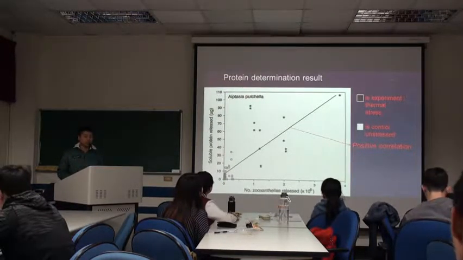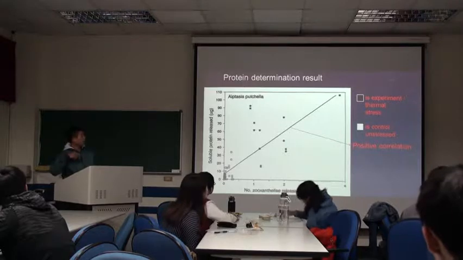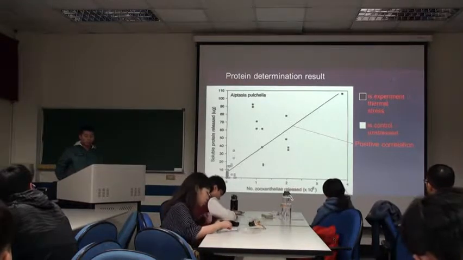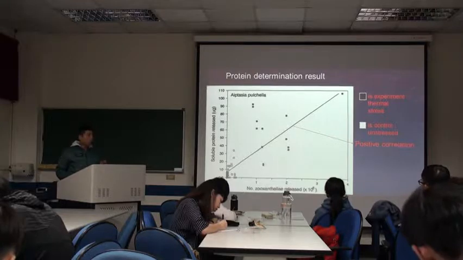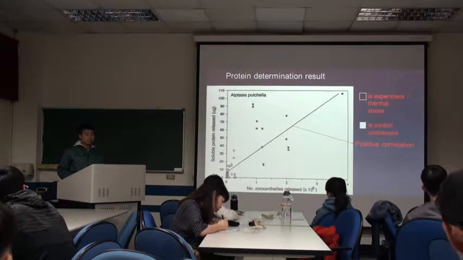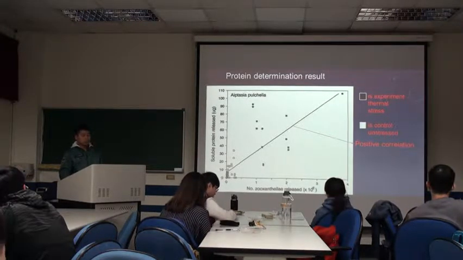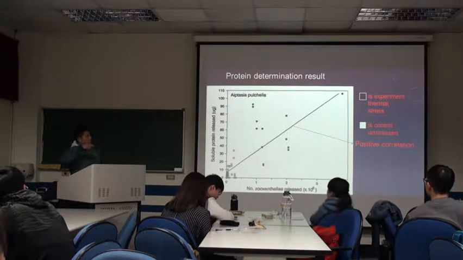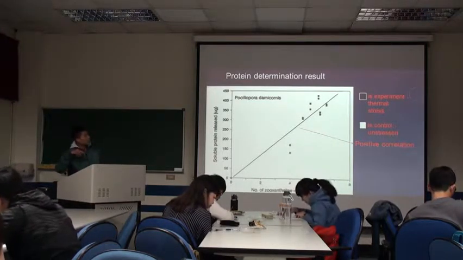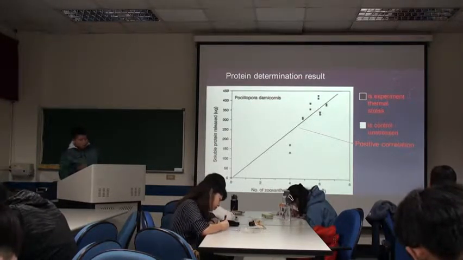Our protein determination results. In this picture, our x-axis is zooxanthellae release, and our y-axis is soluble protein release. The black square is our experiment, and the white square is our control. There is a significant positive correlation between zooxanthellae release and soluble protein release. This is anemone A, and we can get the same condition in the coral P. This line is positive correlation.